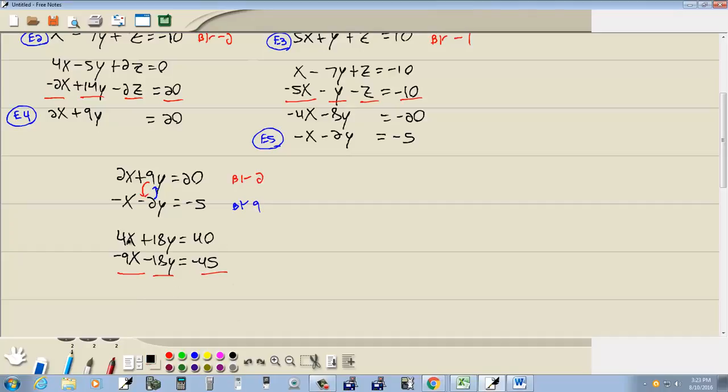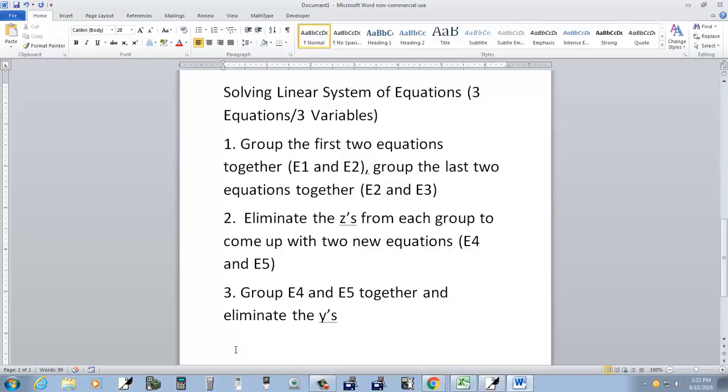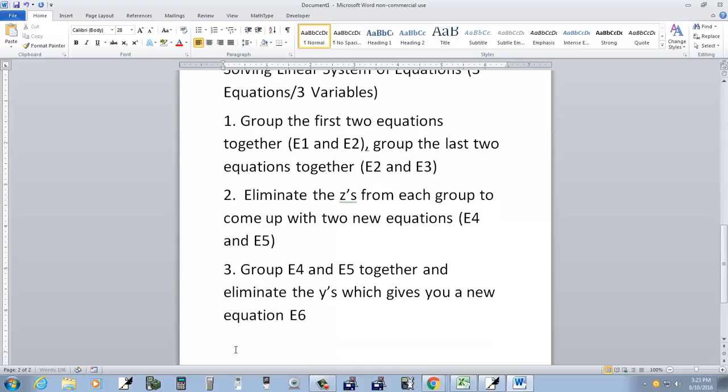Now if we add these, 4x minus 9x is negative 5x. 18y minus 18y is eliminated, disappears. 40 minus 45 is negative 5. Now at this point, this is a new equation. This will be E6. I guess I should have put that. Eliminate the y's, which gives you a new equation, E6.